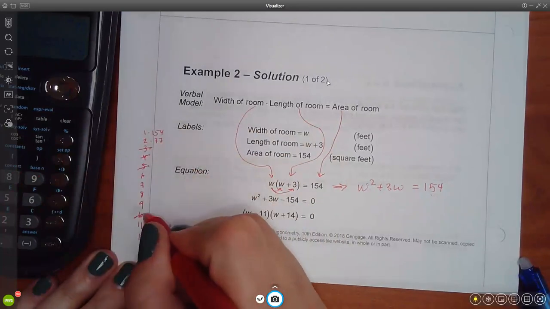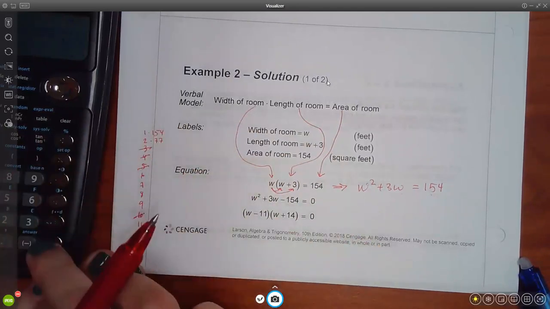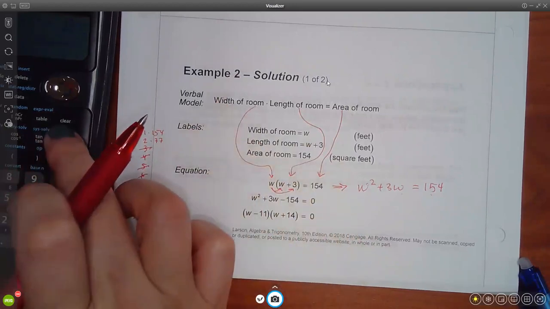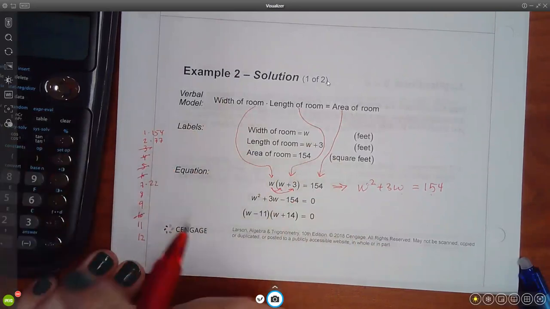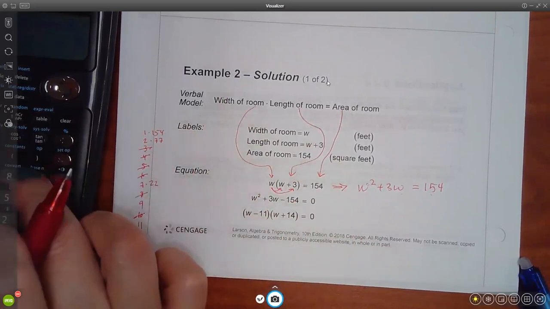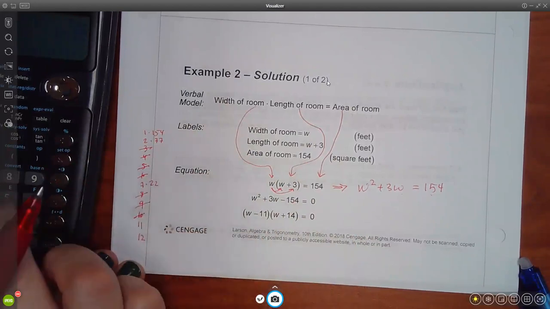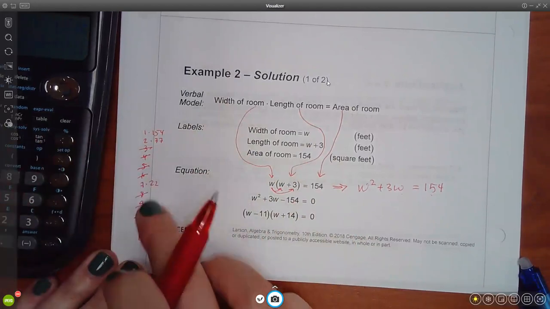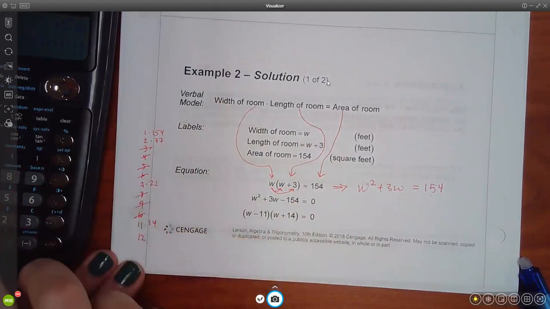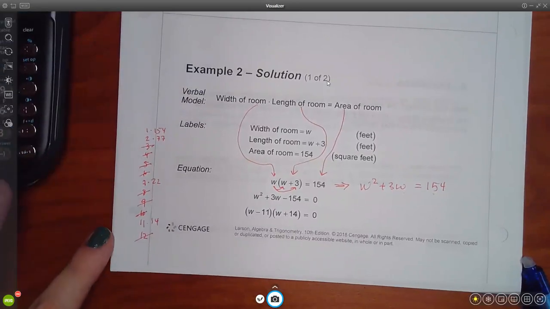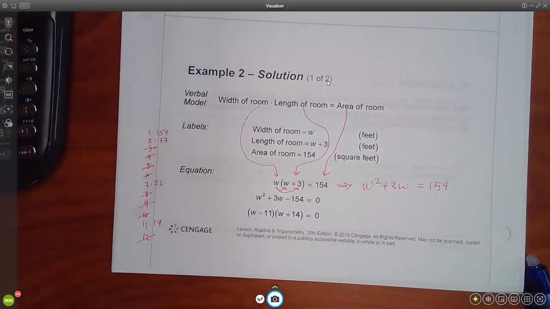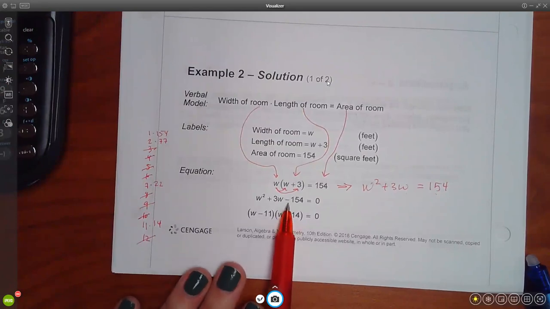That's not going to go in, I know 10's not going to go in. Oh, that didn't work. Only because I saw 22. And that was the one. So out of these four pairs, 1 and 154, 2 and 77, 7 and 22, and then 11 and 14, which of those are going to subtract to give me 3?